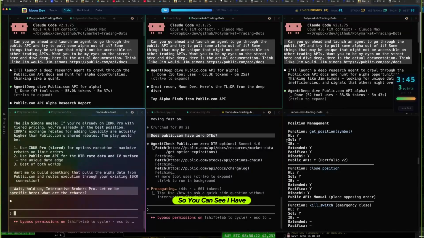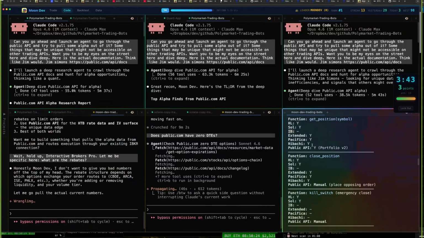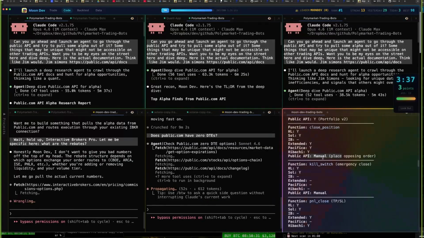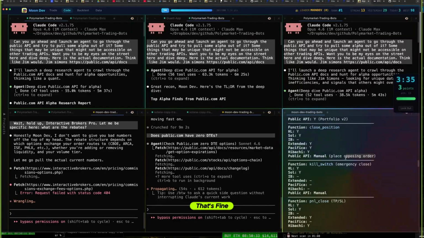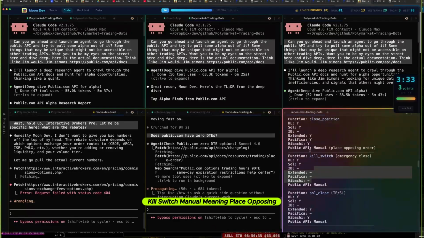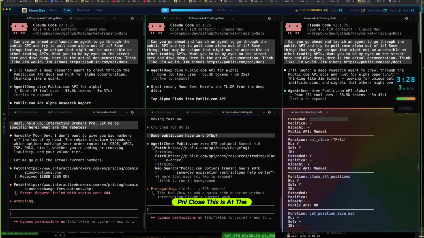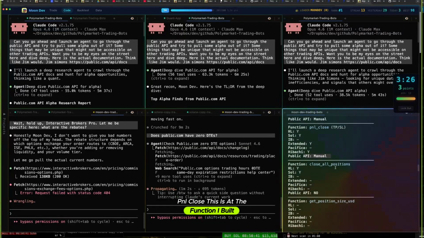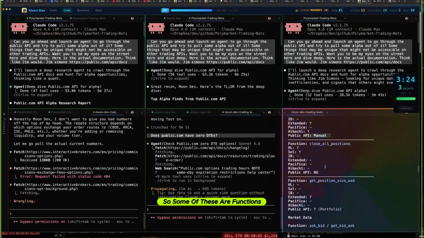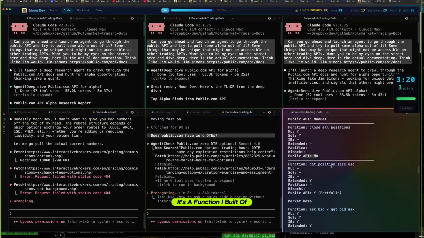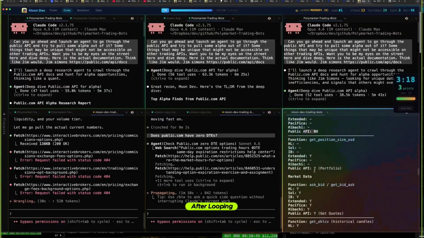So you can see I have Interactive Broker IB right here. Close position. Manual. Oh, place opposing order. That's fine. Kill switch manual, meaning place opposing order. Okay. P&L close. This is a function I built. So some of these are functions I built. Close all orders, all positions.